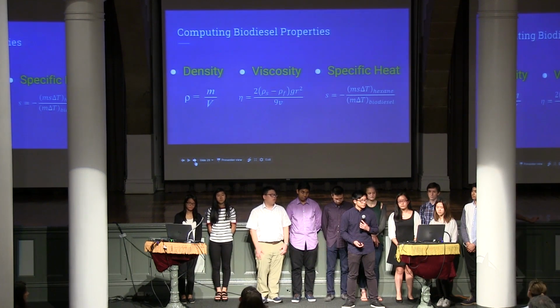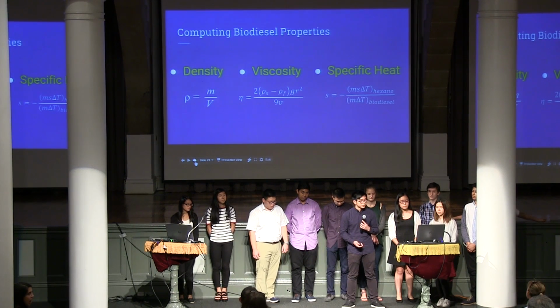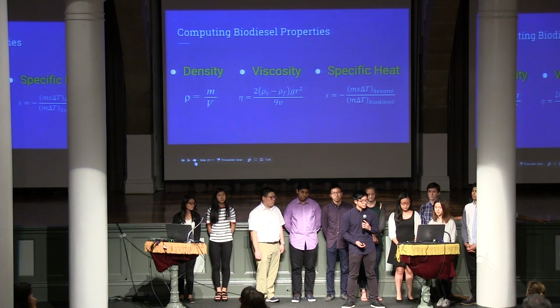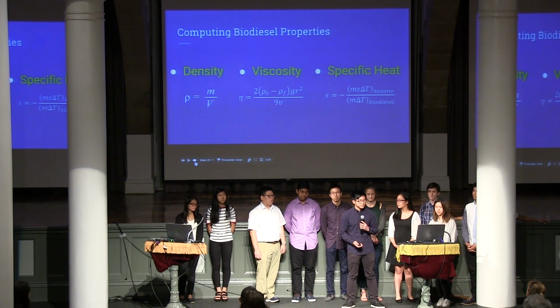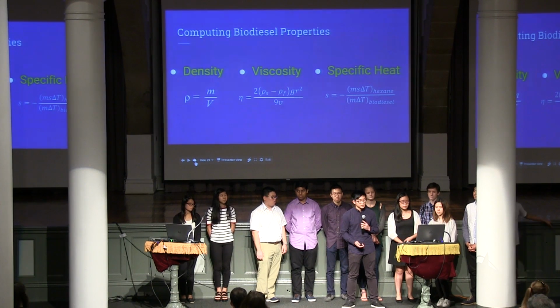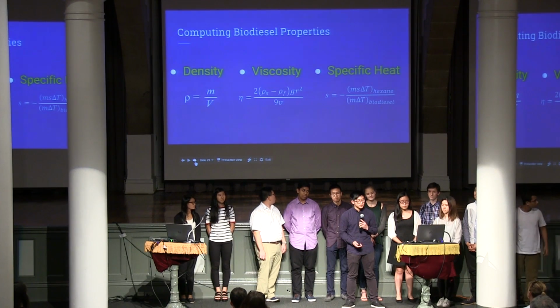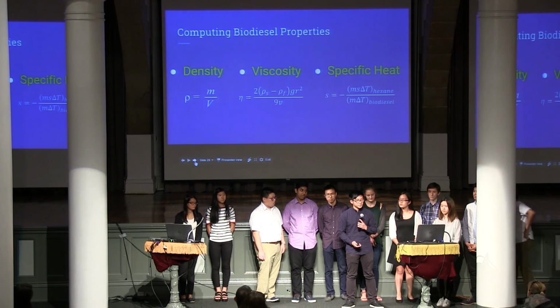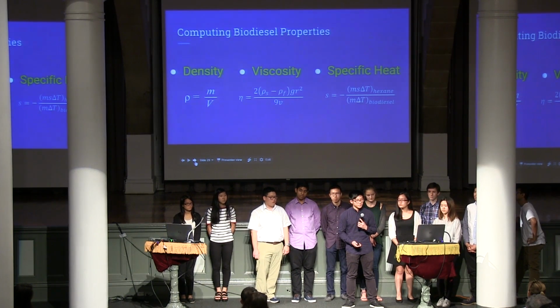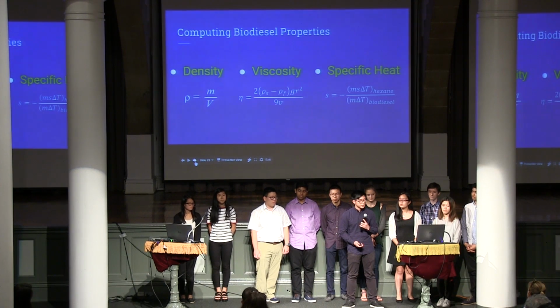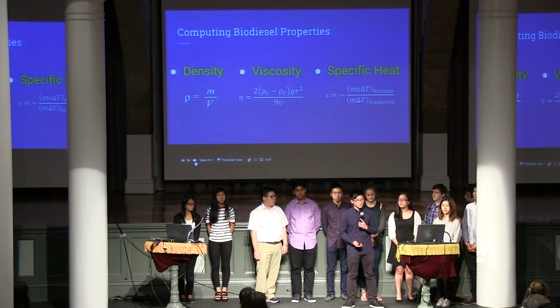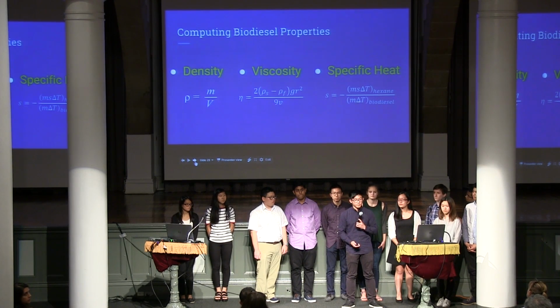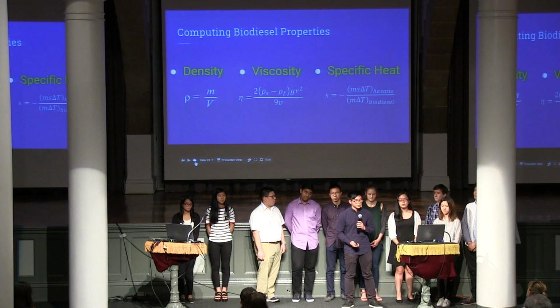And then to get viscosity, we used the formula. Viscosity is equal to 2 times the difference of the density of the sphere we dropped inside and the biodiesel, times the gravitational constant, multiplied by the radius squared of the sphere dropped, divided by 9 times the velocity of the ball falling. These two are important because if the biodiesel is too dense or too viscous, then it wouldn't be an efficient fuel to use for engines. And specific heat is also important because, like we mentioned earlier, we needed it to raise the temperature of the engine quicker so it can auto-ignite.